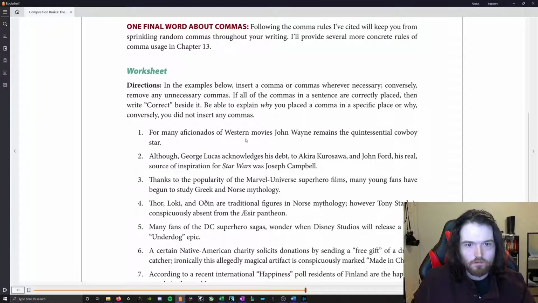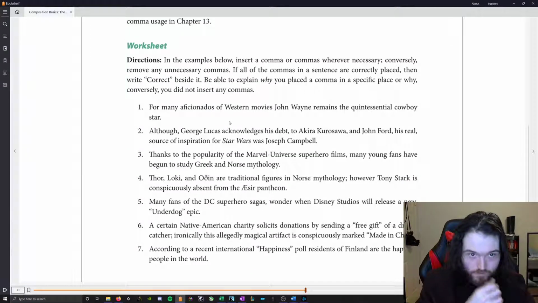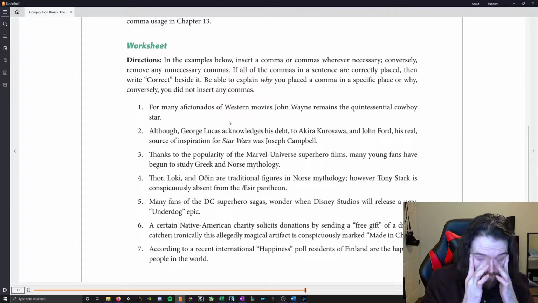All right. So let's take a look at this worksheet here for a second. We're going to do a few of these. So in the examples below, insert a comma or commas wherever necessary. Conversely, remove any unnecessary commas. If all of the commas in a sentence are correctly placed, then write correct beside it. Be able to explain why you placed a comma in a specific place or why, conversely, you do not insert any commas. Alright, and we're going to be doing this. I'll do it and I'll point out which rule that I'm using to place the comma.